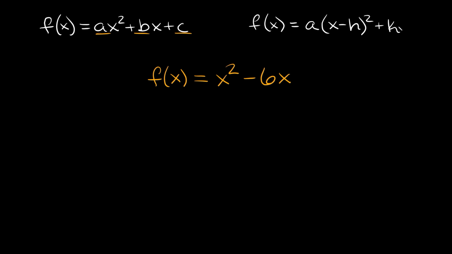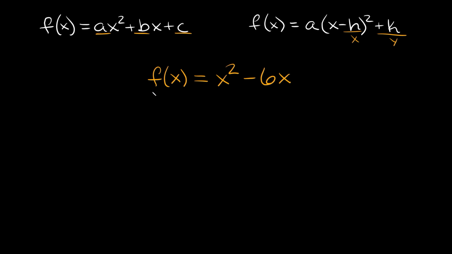And then here's the vertex form of a quadratic. So it's f of x is equal to a times x minus h squared plus k, where h and k are the x and y coordinates of the vertex, right? So that's why it's kind of convenient to turn a function from standard form to vertex form, because it's easy to see what the vertex is.